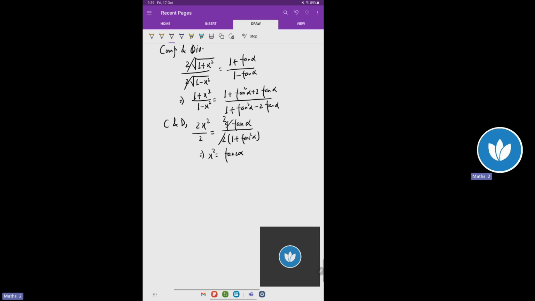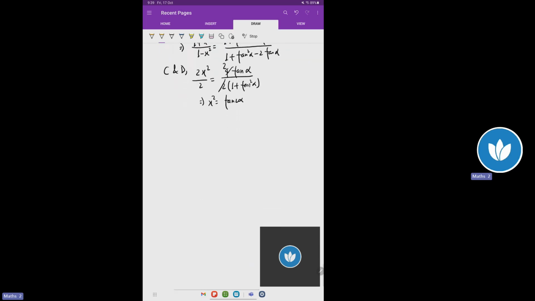Yes. Now let's move to the next question, question number 20. In question number 20, tan inverse of root x square plus 1, tan inverse of x square plus x plus sine inverse root x square plus x plus 1 is equal to pi by 2.